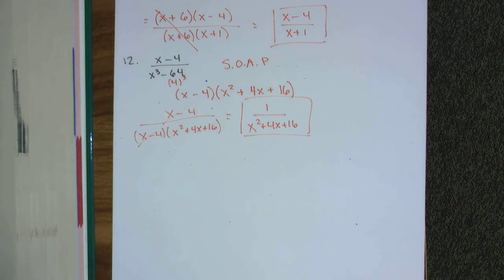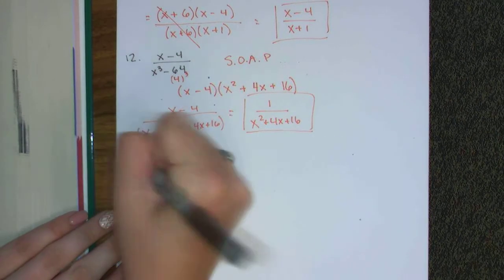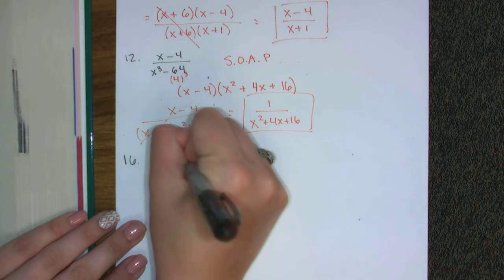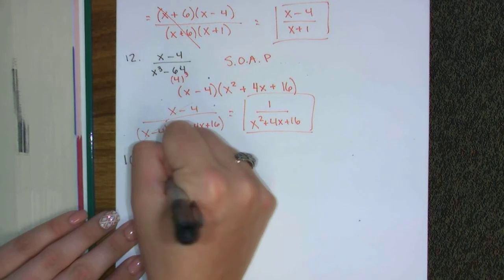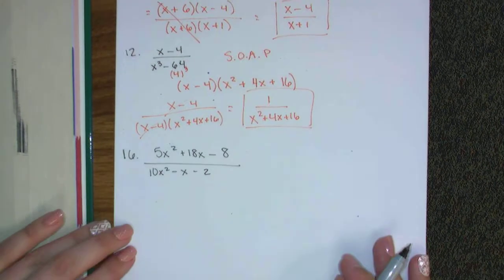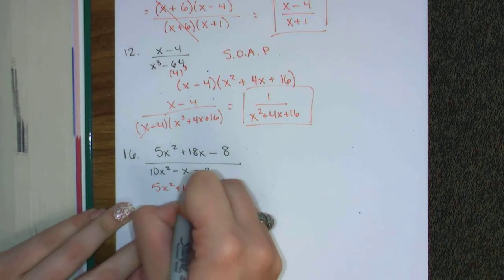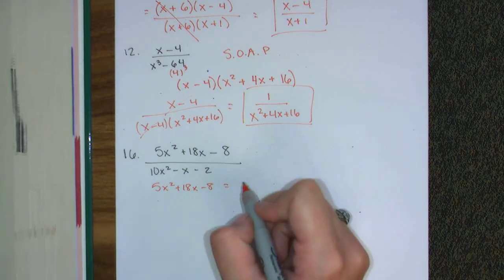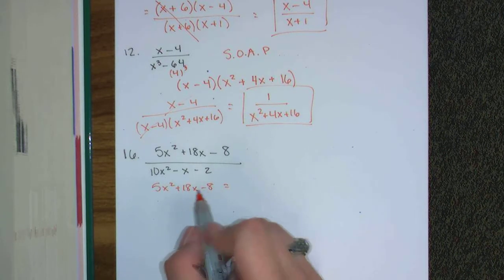Alright, let's do one more of these. We'll do 16. 5x squared plus 18x minus 8 over 10x squared minus x minus 2. Alright, so I'm going to factor these two things separately and then stick them together. So on top, we have this 5x squared plus 18x minus 8. So that factors into, let's see, 40. Need factors that add up to 18.